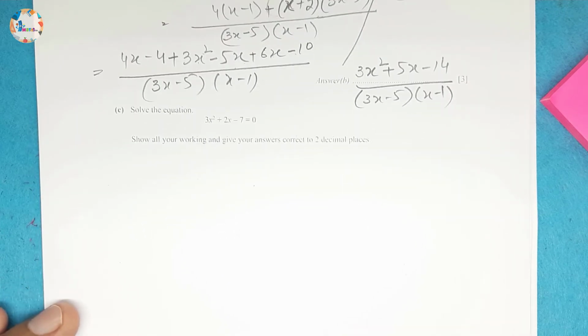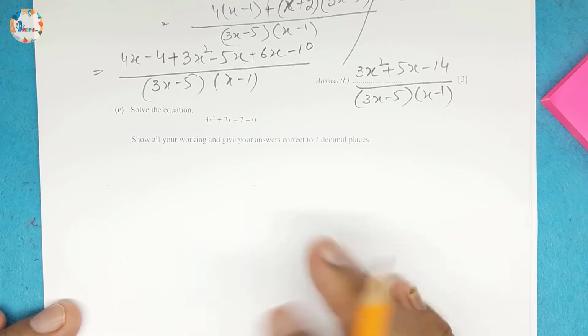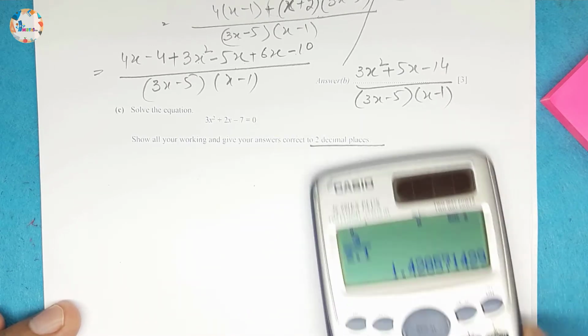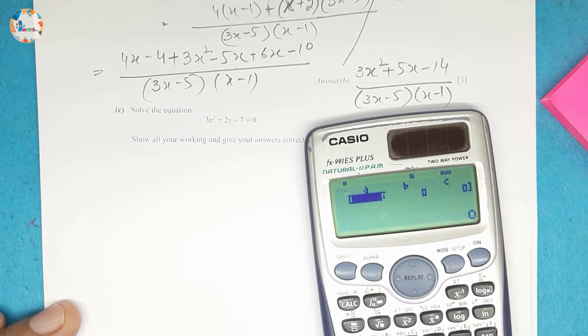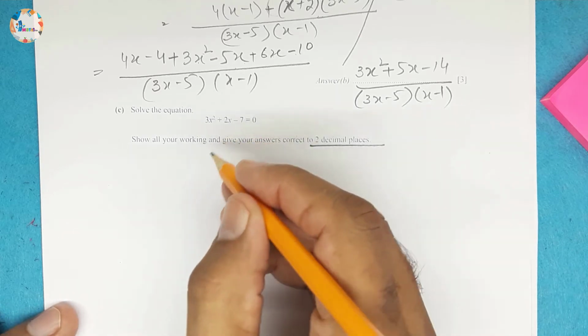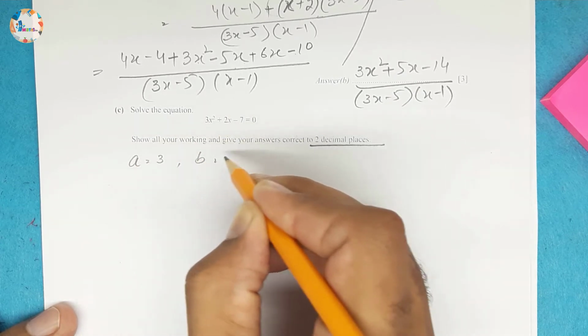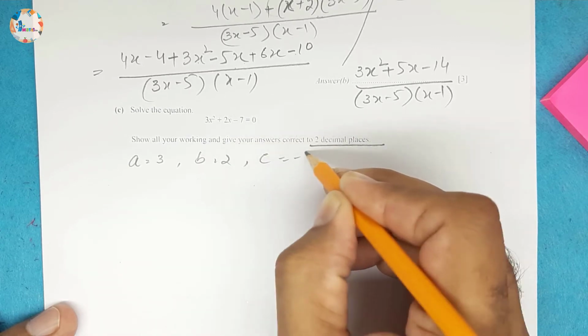Solve the equation. This is a quadratic equation. Show all your working and give your answer correct to 2 decimal places. So we can check first with mode 5 3: coefficient of x squared is 3, coefficient of x is 2, and my constant is minus 7. Our values will be in decimals, so it is better to use the quadratic formula. So our a value is 3, b value is 2, and c value is minus 7.